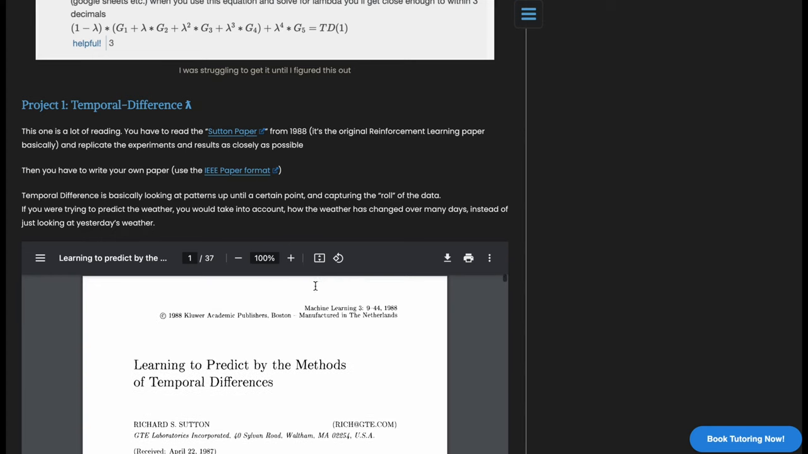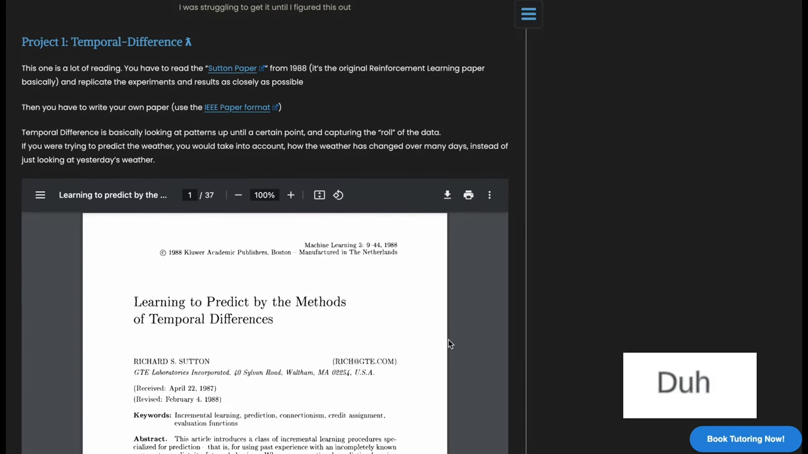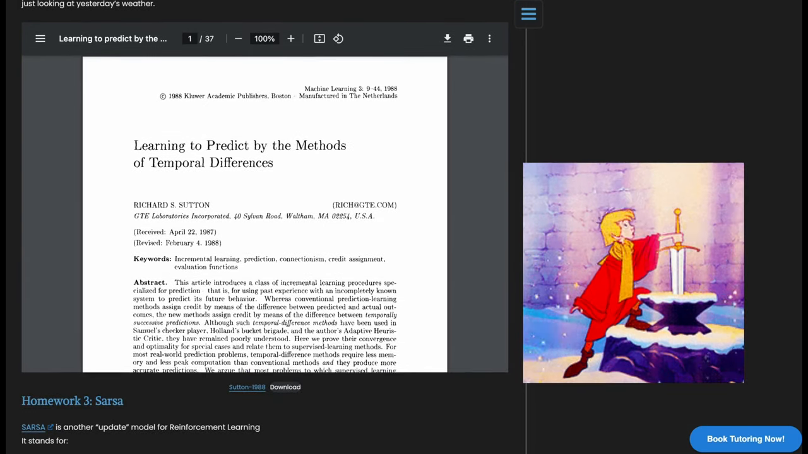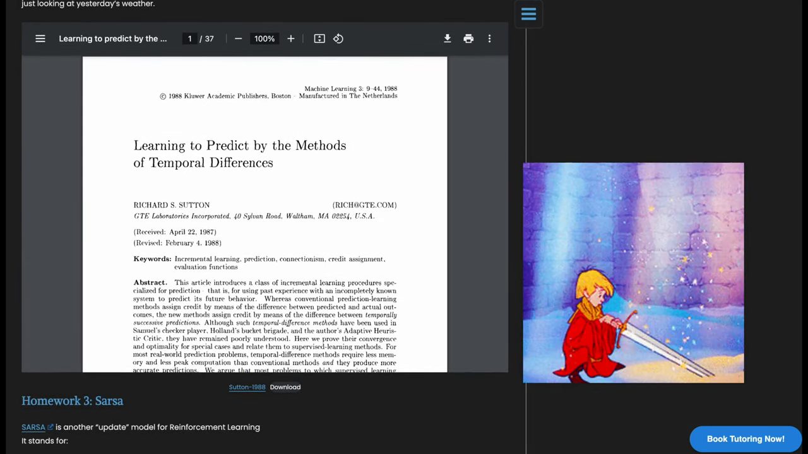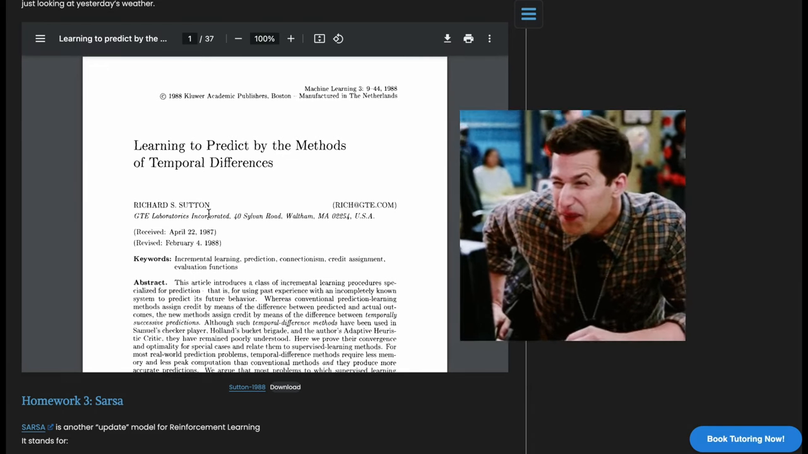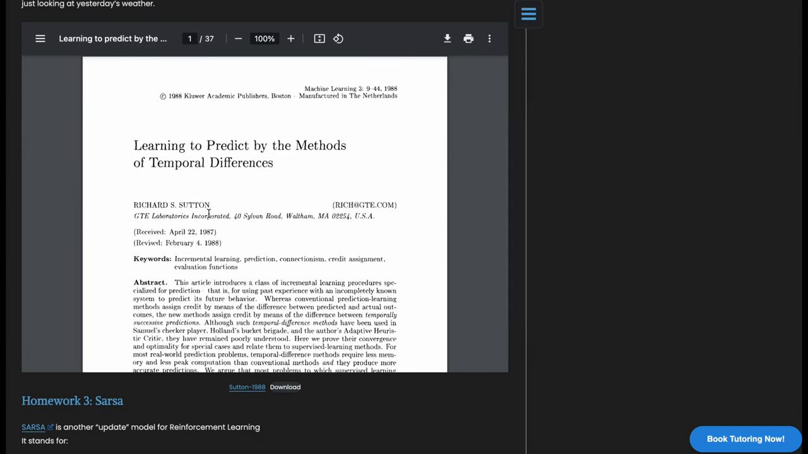All right, project one is the first project. So temporal difference, it's like the same as your homework two, but you are now going to read a paper that was kind of the founding paper of reinforcement learning for temporal difference learning, and you're going to implement the exact experiments that this guy, Richard S. Sutton, made in his first paper. So you got to read this pretty carefully.